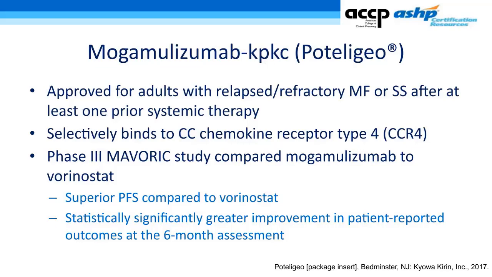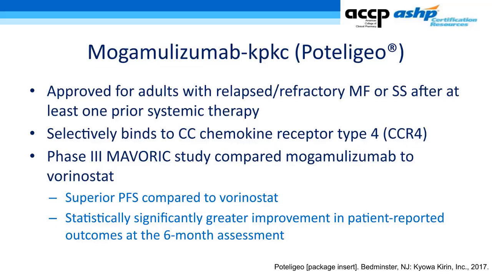Cutaneous T-cell lymphoma has its own monoclonal antibody, and that's called mogamulizumab. This is approved for adults with relapsed or refractory mycosis fungoides or Sézary syndrome after at least one prior systemic therapy. This monoclonal antibody has a unique mechanism of action. It selectively binds to the CC chemokine receptor type 4.